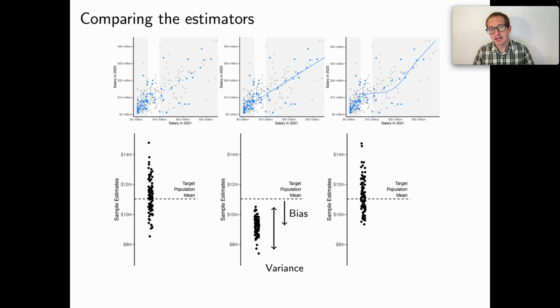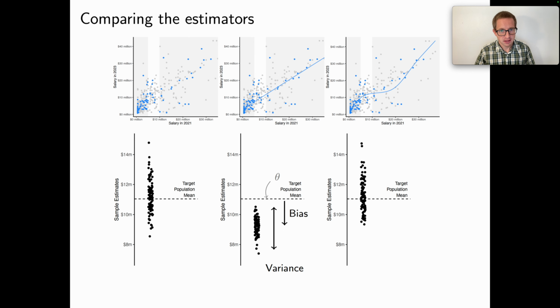There is also bias in our estimates. In this case, the line is perhaps not the best approximation to this conditional expectation function, the response of 2023 salaries to 2021 salaries. In this case, our estimates are all a little bit below the true target population mean. So this is what we'll call bias.